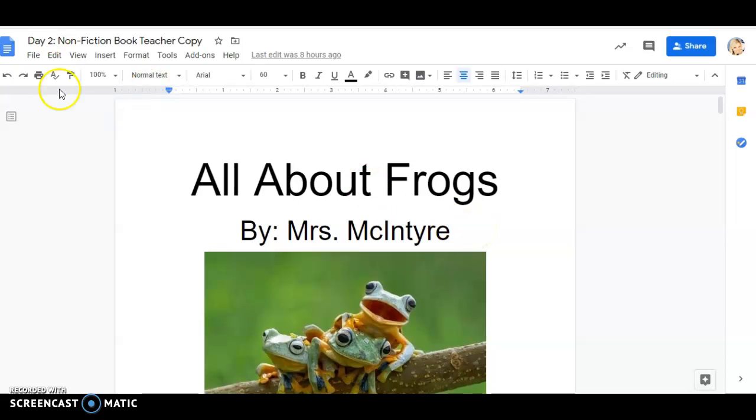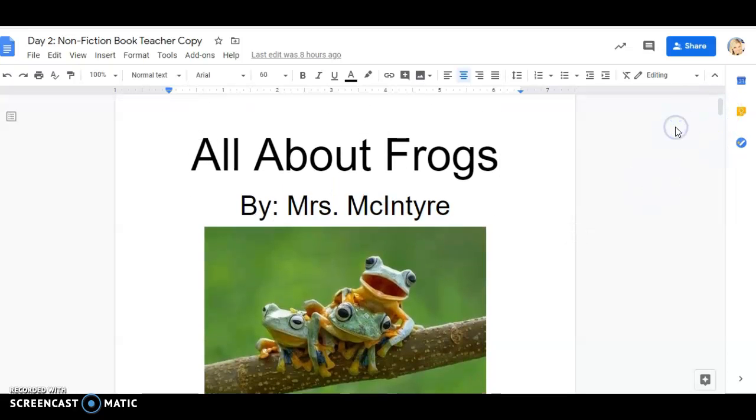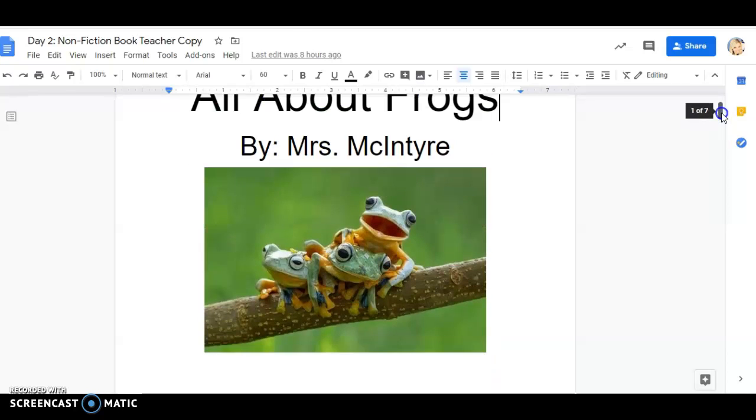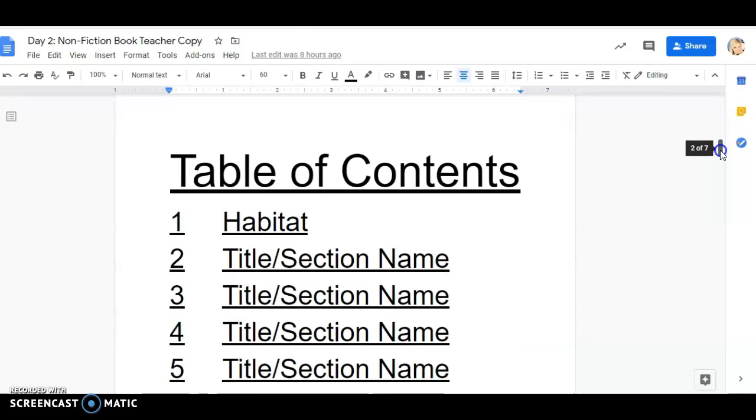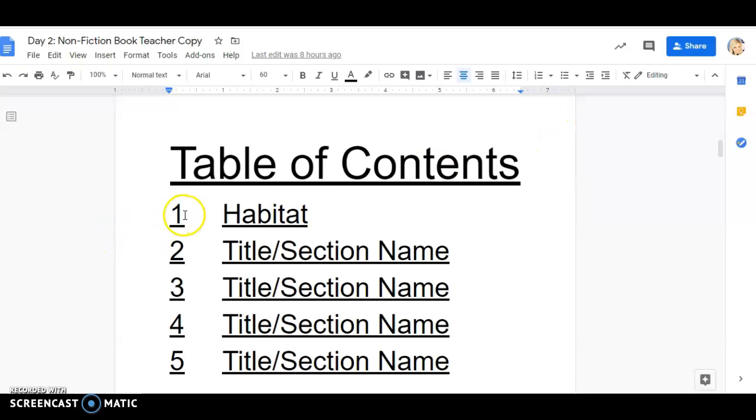You should have already, on your nonfiction book student copy, created a title and of course put your name for the author. Now you should have used your notes from the last 2 weeks when we've been taking notes on our nonfiction book topic. Remember, you can add a picture, you do not have to. Table of contents. On day 1, I did the first section, and I did it on habitat.